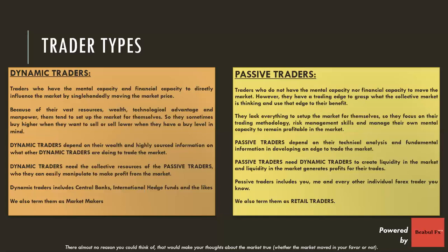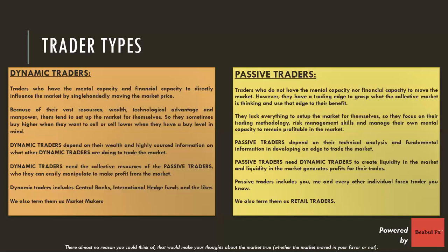They don't have the capability to set up the market for themselves. So they focus on their own trading methodology, their risk management skills, and their own mental capacity to remain profitable in the market. What am I saying here? So a passive trader does not have control over the market. However, he has control over his resources. He has control over whether he buys or sells a trade. He has control over how much he's willing to risk. He has control over how much profit he wants to make from the market.